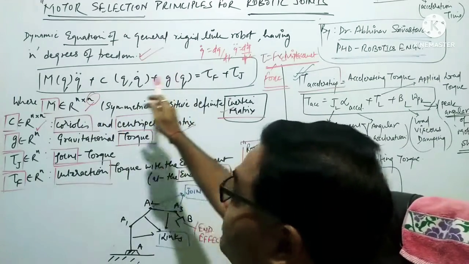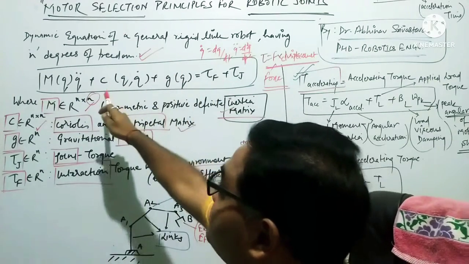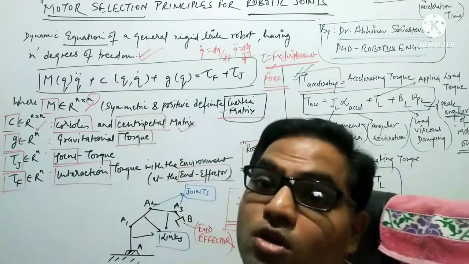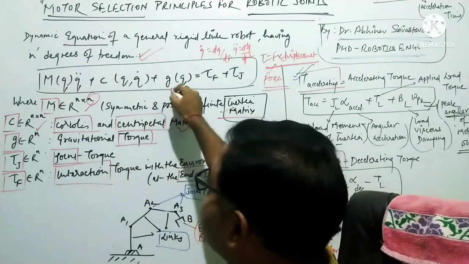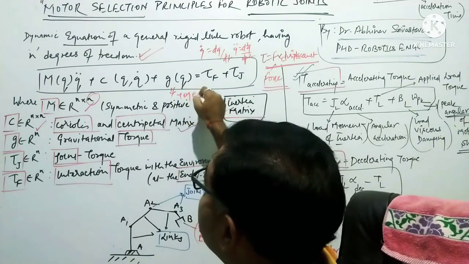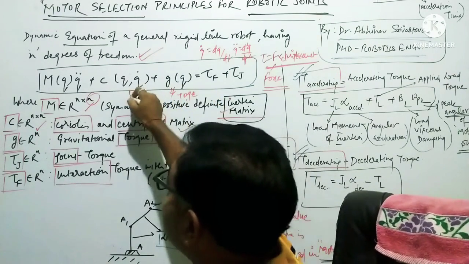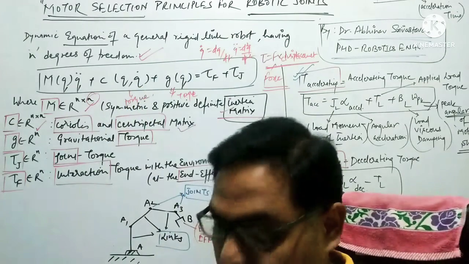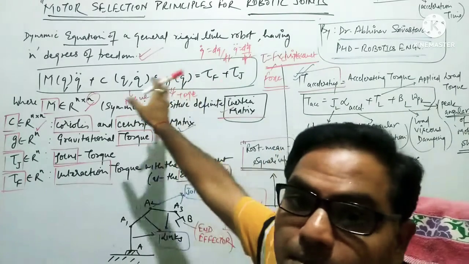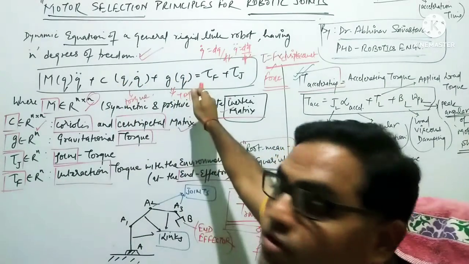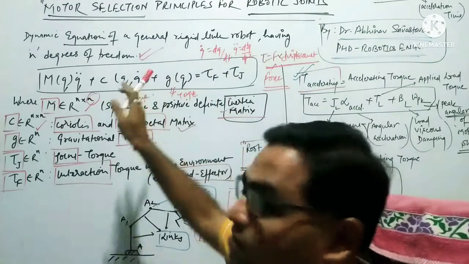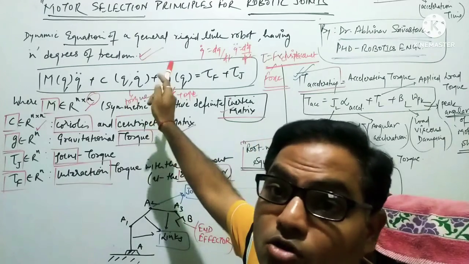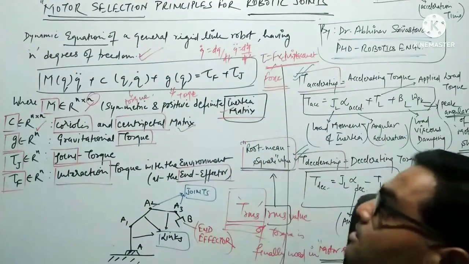So you can see very easily that each and every member of this equation is a torque. This is also a torque, this is also a torque, and this is also a torque. That's how we can match the dimensional analysis, because all these terms equate to torque. It is very important to see here that all these individual entities generate a torque.